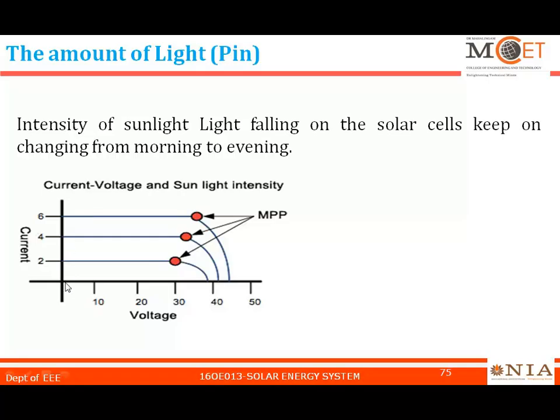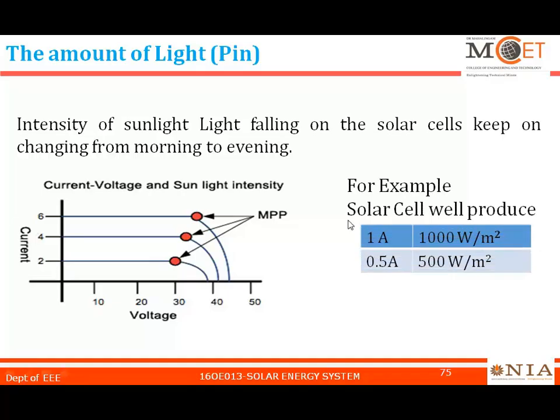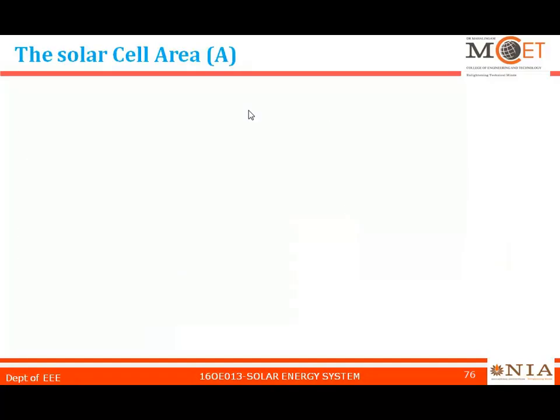The current rating also decreases based upon your solar light input. For example, a solar cell will produce 1 ampere at 1000 watts per meter square. For the same solar cell area, when the radiation is 500 watts per meter square, the current rating will be 0.5. So depending upon the sunlight falling on the solar cell, the current can increase or decrease. This is the amount of light falling on the solar cell. Next, solar cell area. The solar cell area plays a very important role among the factors affecting the generation of electricity.